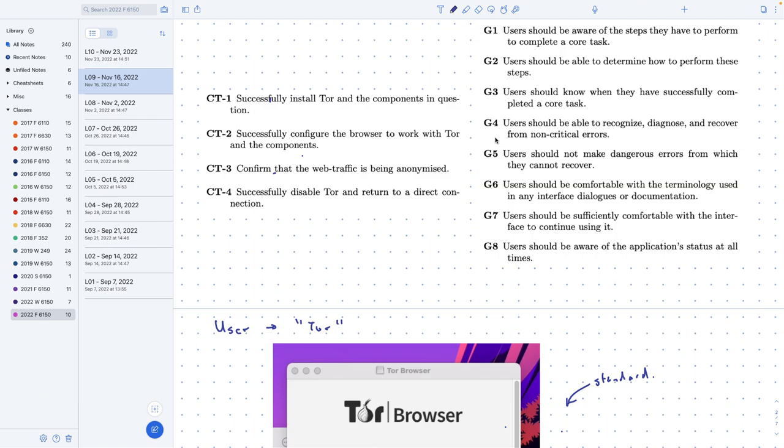Sorry, I didn't catch the second half. Can everyone quiet down? Then that's fine. The core task is something the user wants to do. So if the user would fail to do their core task, then it's going to fail either because of G1 or G2. You'll never get to G3.